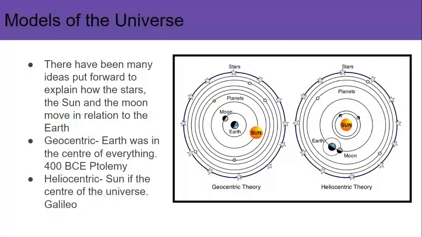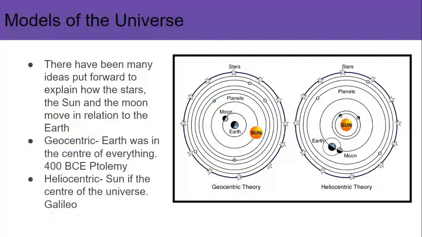The next are models of the universe, and there have been many ideas put forward to explain how the stars, the sun, and the moon move in relation to the Earth. And the two ideas which we're seeing on this slide here are the geocentric theory and the heliocentric theory. And the heliocentric theory is the theory that still exists today.